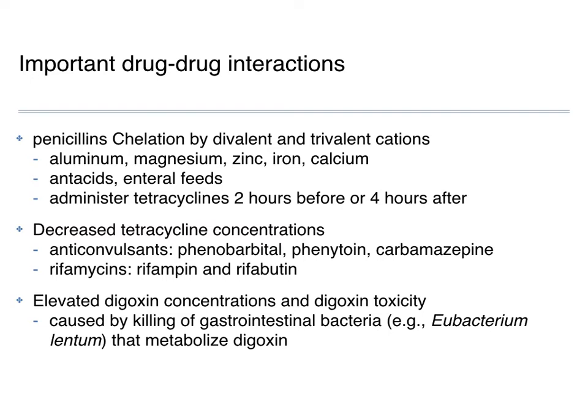And then finally, there's a really cool, I think, interaction with digoxin, which is caused not by a cytochrome effect, but there is a GI bacterium that is responsible for metabolizing digoxin. Tetracyclines can kill off that organism, and so you lack the ability to have metabolism of digoxin, and so you can have digoxin toxicity because you have reduced metabolism. So, interestingly, caused by killing of the bacterium that is responsible for helping to metabolize digoxin.